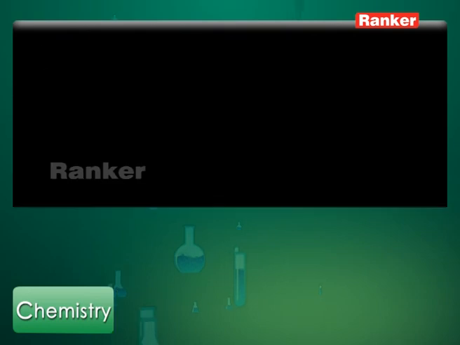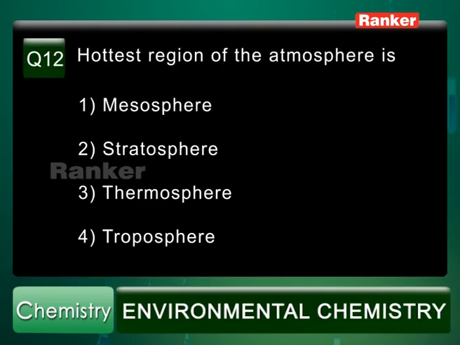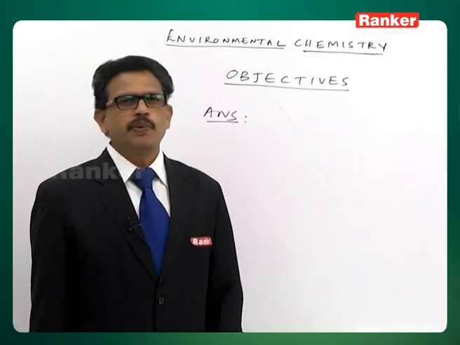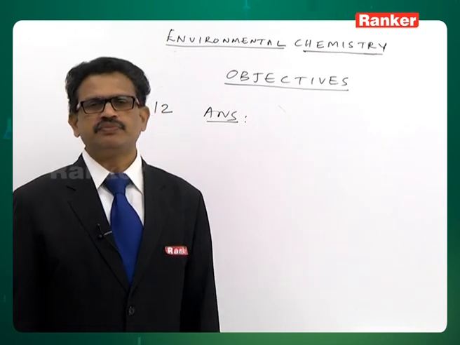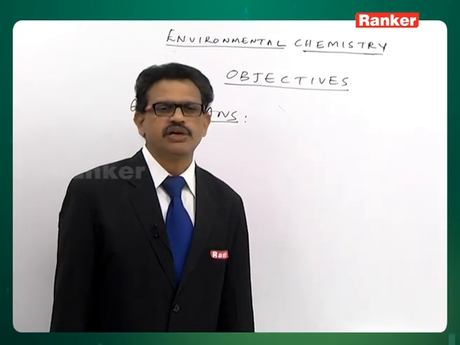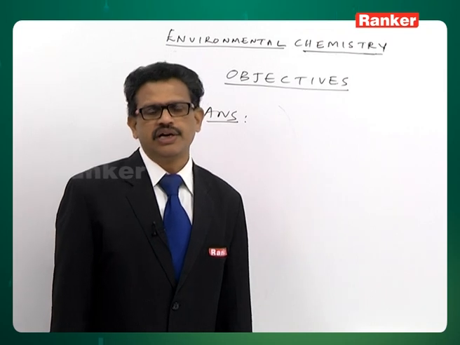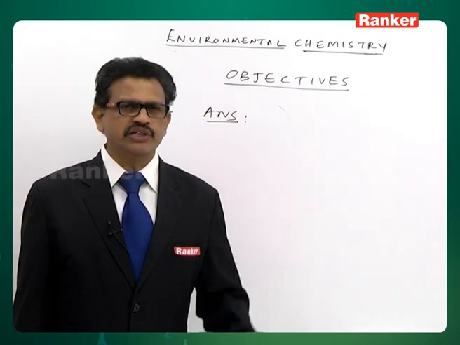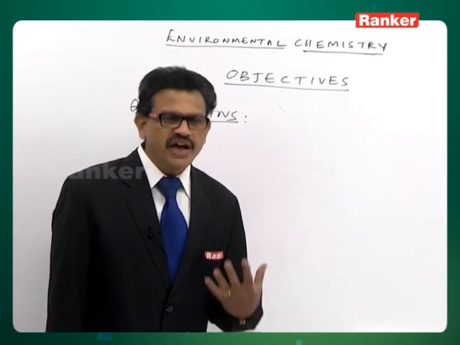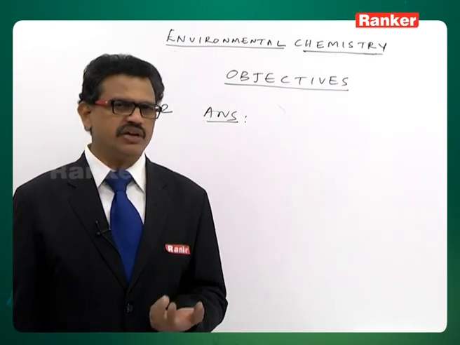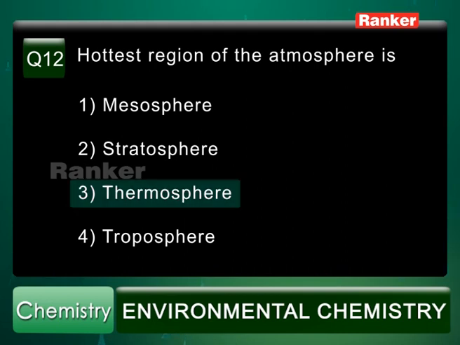Question number 12. Hottest region of the atmosphere. Number 1, mesosphere. Number 2, stratosphere. Number 3, thermosphere. Number 4, troposphere. Troposphere is 0 to 10 kilometers, 10 to 50 kilometers is stratosphere, 50 to 85 kilometers is the mesosphere and finally up to 500 kilometers is thermosphere. The hottest one is thermosphere, where you can observe the ionization of gases. So we can go for answer 3, thermosphere.